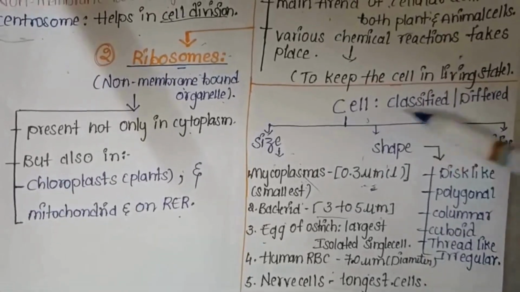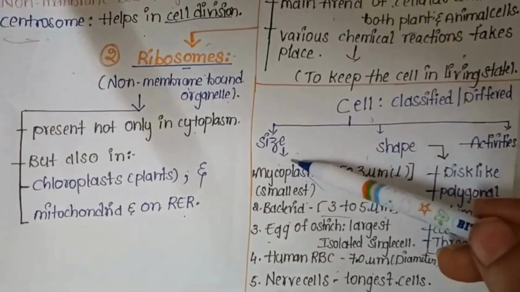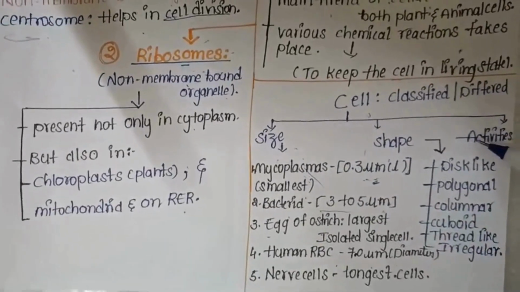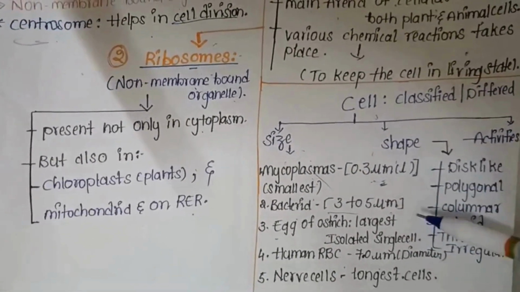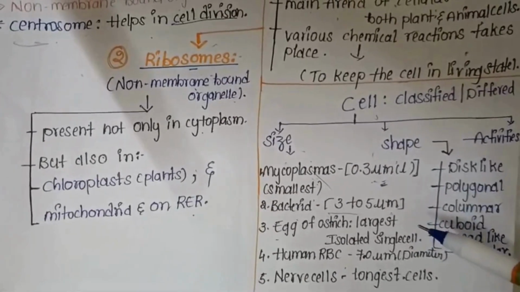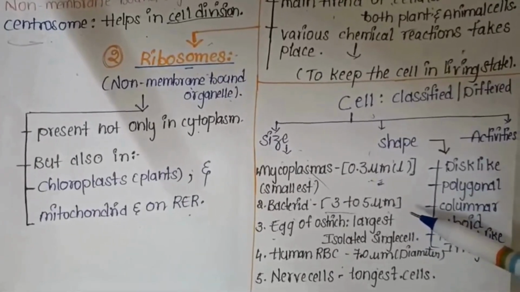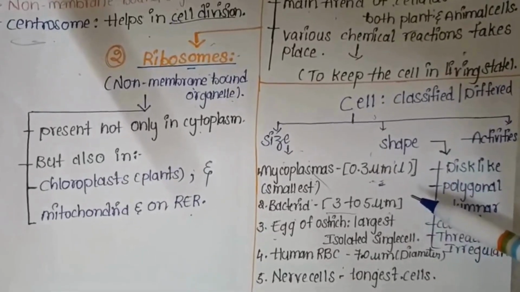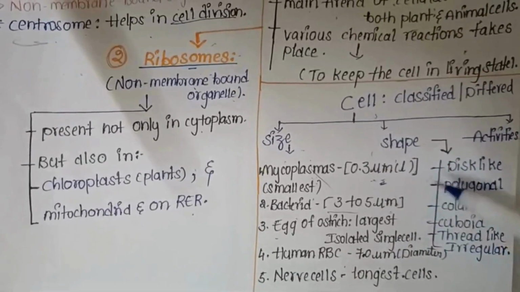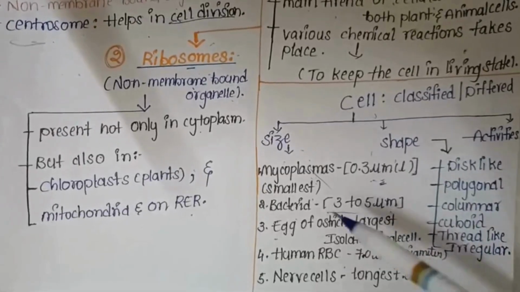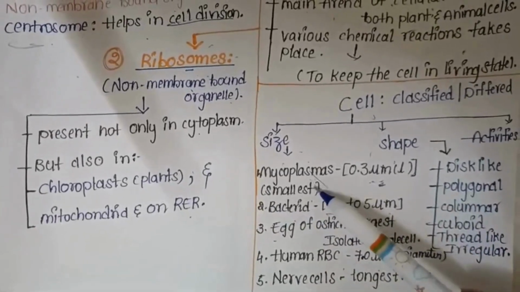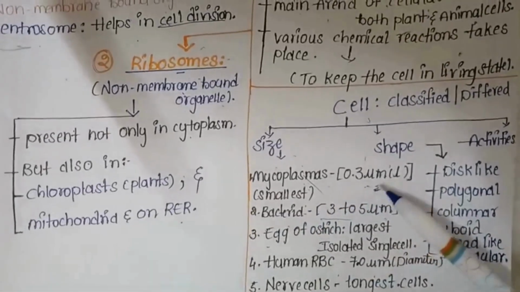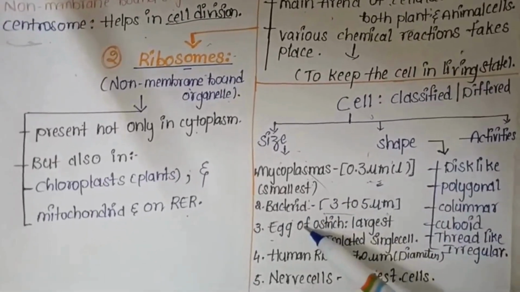Here cells are differentiated based on different sizes, shapes and their activities. In this video, I am going to explain in brief with examples of different sizes of cells present in the organisms. In the next video, I am going to explain in detail about the different types of cells and different shapes of the cells.